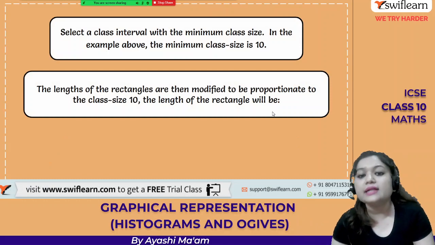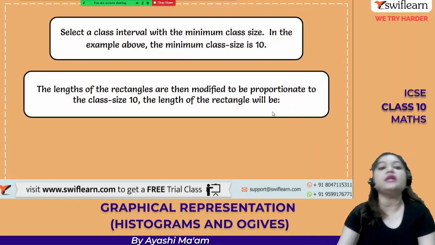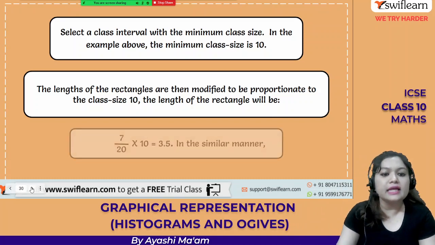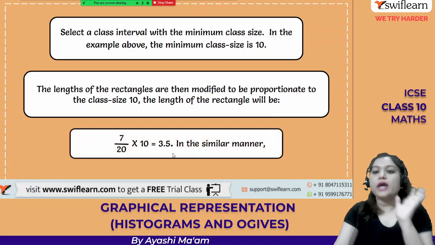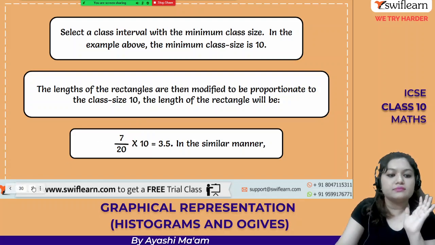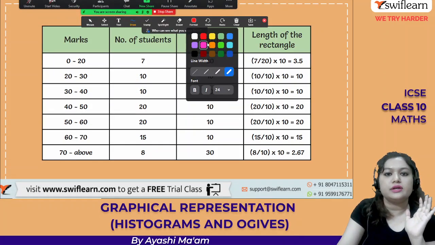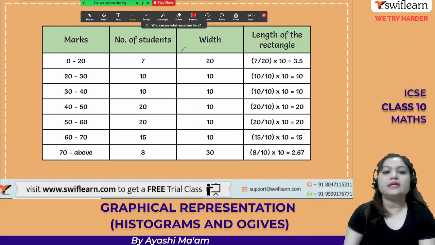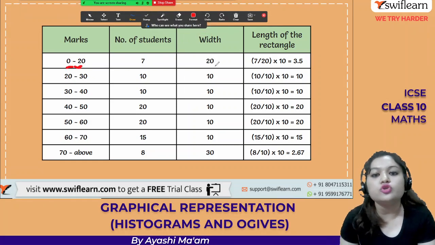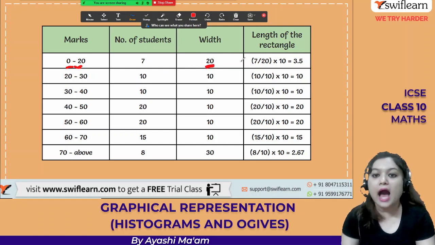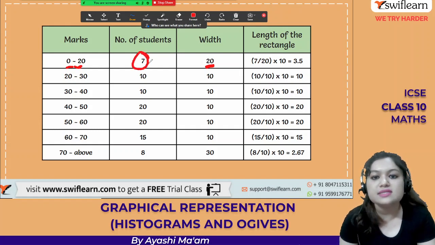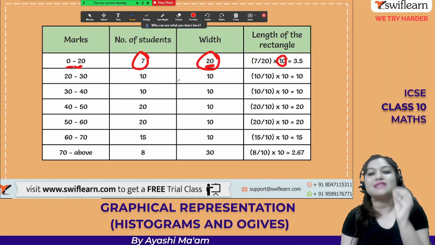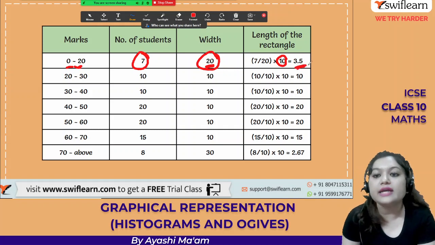The lengths of the rectangles are then modified to be proportionate to the class size 10. So the length of the rectangle will be, okay, let's look at the chart directly, then you will understand it better. Alright, just see what is happening over here. What they are doing is, they are taking the width. So here the width is from 0 to 20. That means 20 is the width. And they are modifying the length of the rectangle. How? They are simply taking the frequency 7 divided by 20, whatever is the class width, okay? And then they are multiplying it with the 10. 10 was our minimum class size, right? They are multiplying it with that. And we are getting 3.5.